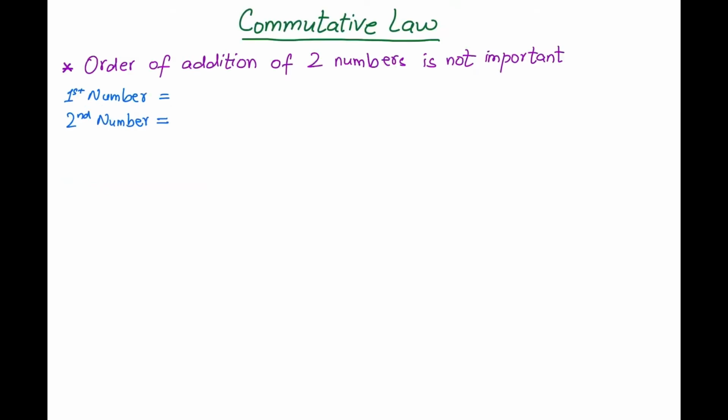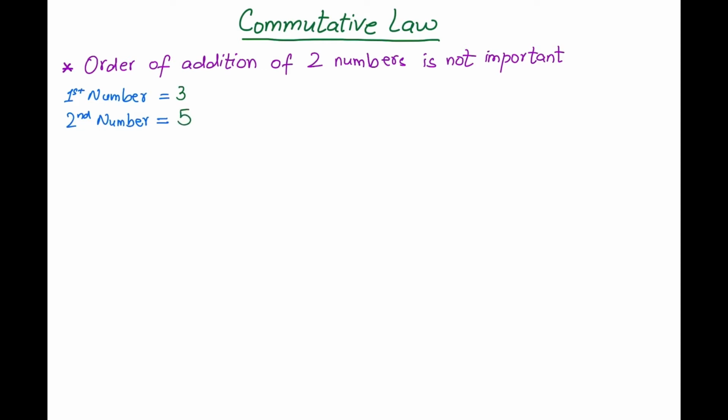The first law that we will study about is the commutative law. The commutative law states that the order of addition of two numbers is not important. Okay? Now let's look at an example to find out what this statement means. So consider the first number to be 3 and the second number to be 5.